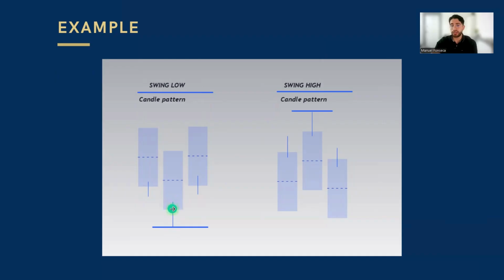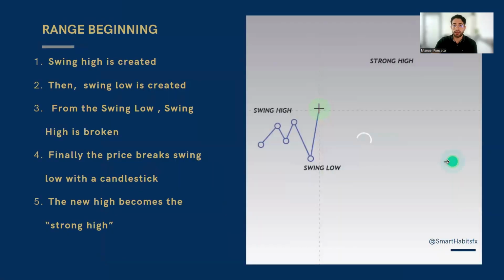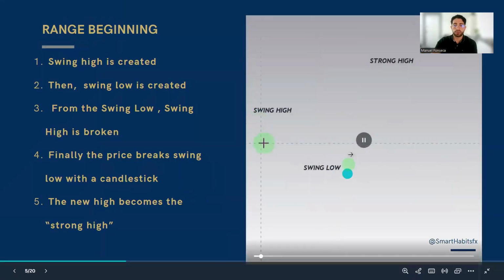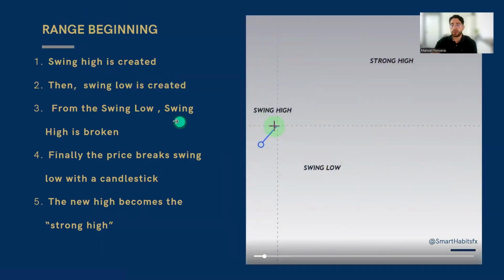And it is the opposite in a swing high. So in this case, the candlestick wick is the highest and is higher than the one on the right and higher than the one on the left, okay? Once you identify that, then you have to identify the liquidity taken and then the break of structure. So let's see an example to make it much easier to understand. So this is the range beginning. This is how a range starts, in other words, okay?